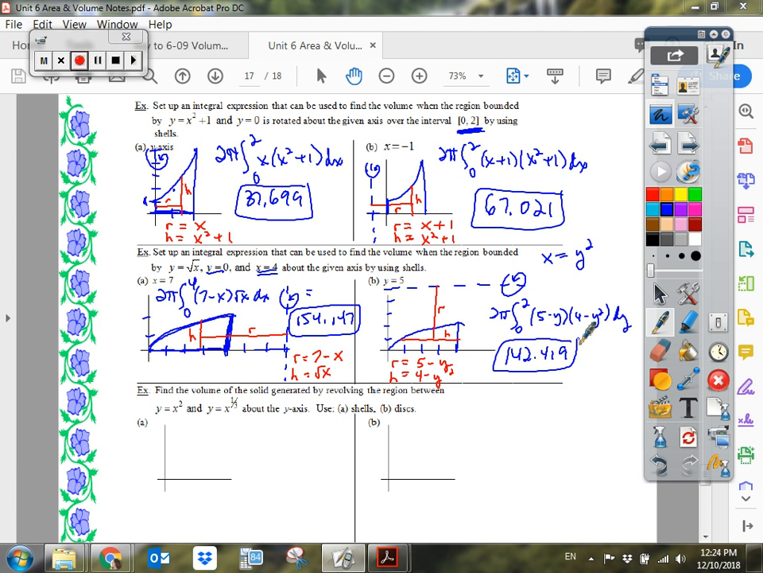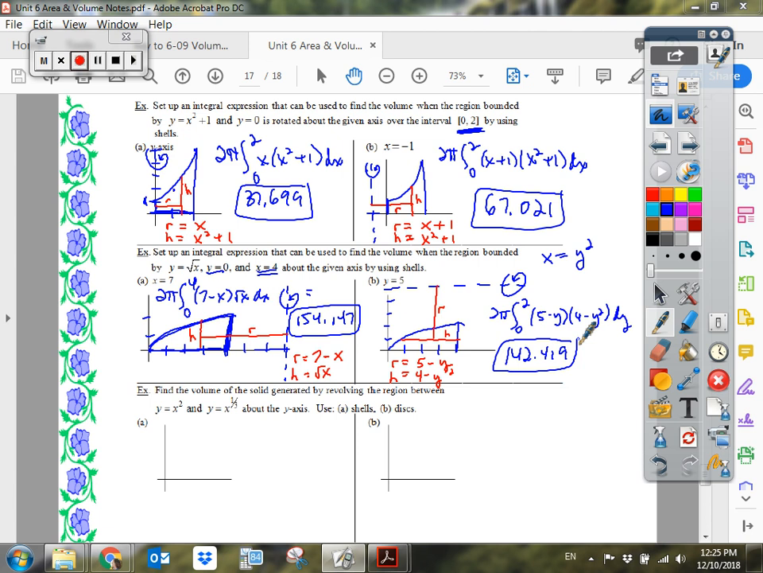All right, the very last example, we're going to do the same example two different ways. We're going to do it with shells first, and then we're going to do it with a disc or washer. It does not matter which technique you use. You should get the exact same answer. They're just two different techniques to do the exact same thing. So let's do shells first.